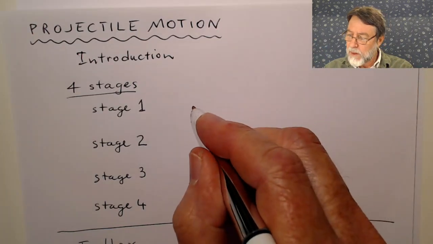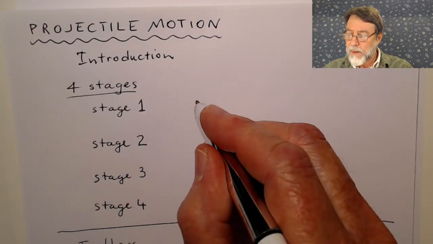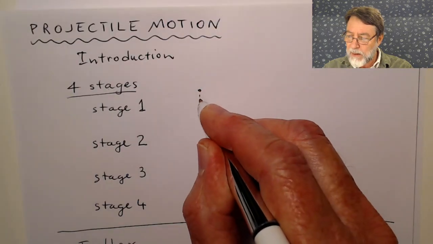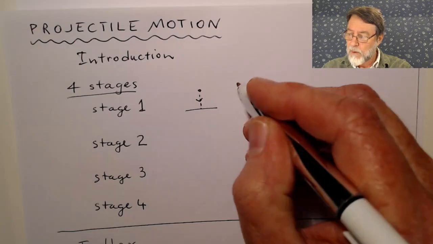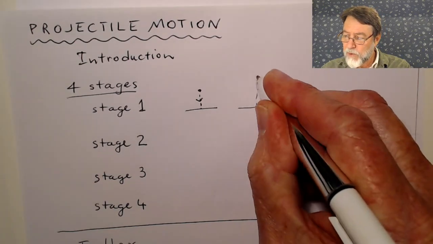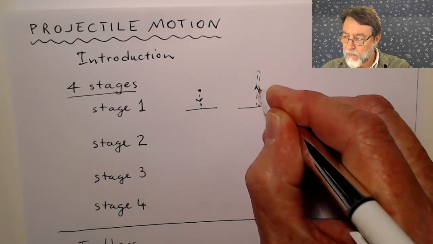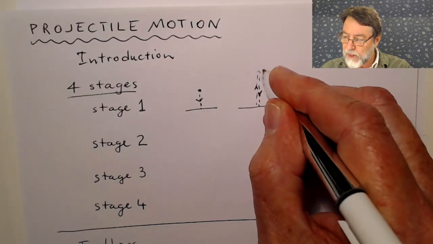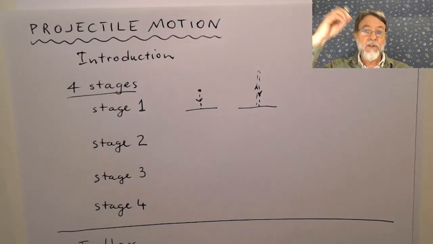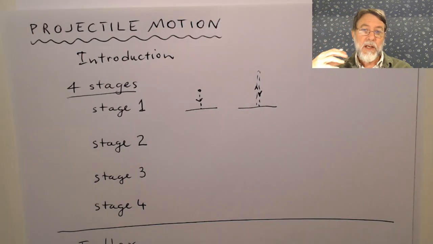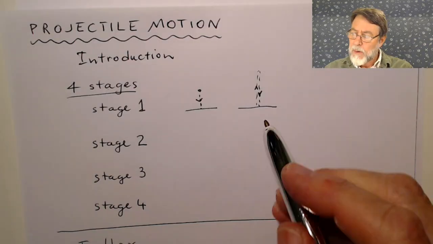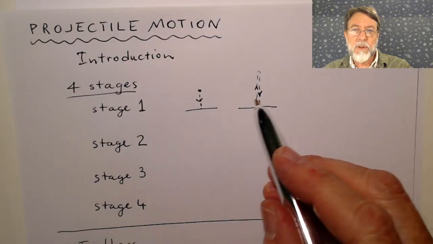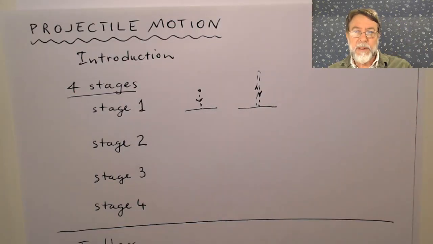So the first thing you need to be able to do is stage one: if you've got something and you drop it, and it lands on the ground, just a vertical drop, or maybe something being thrown up vertically, coming down in the same line. So it's really one-dimensional motion. It's actually not projectile motion because it's single dimension. But this is the starting point, to be good at this kind of vertical up and down.